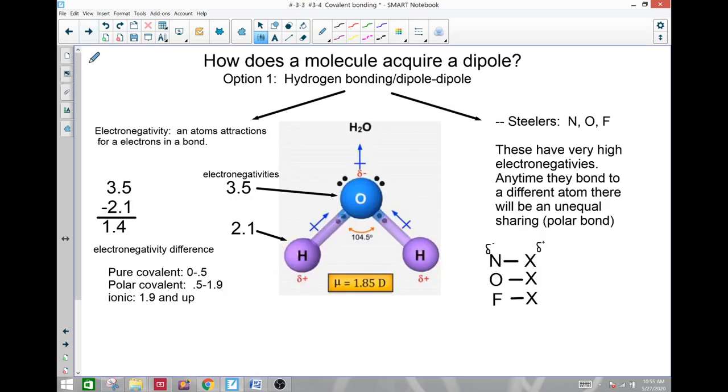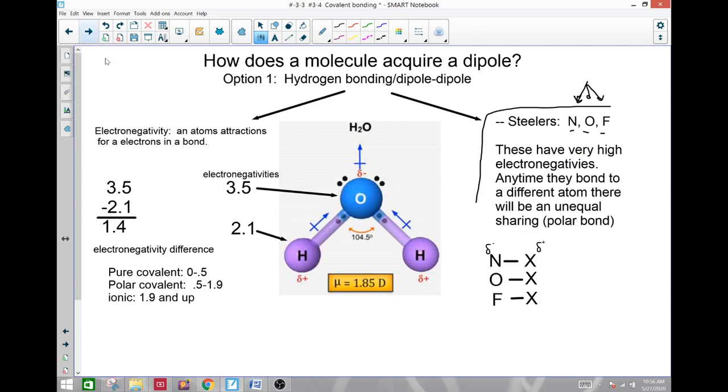Here's that again. How does a molecule become polar? Okay, we did that. I have this thing right here in the next slide, what I call stealers, and we'll see that in a moment. N, O, F. These are extremely electronegative atoms. I call them stealers, not something that most people would call them, but when they're bonded, they're constantly stealing electrons towards themselves and making them negative.